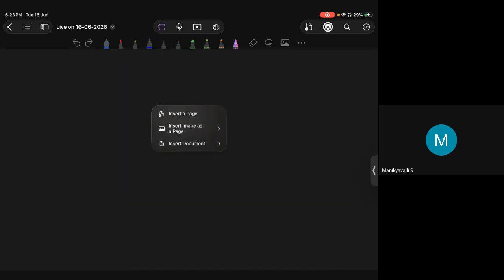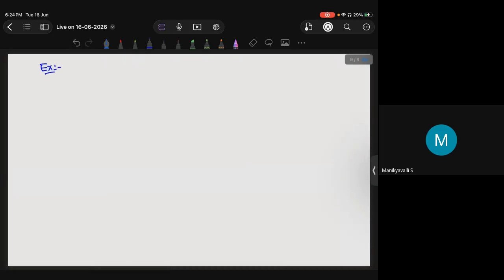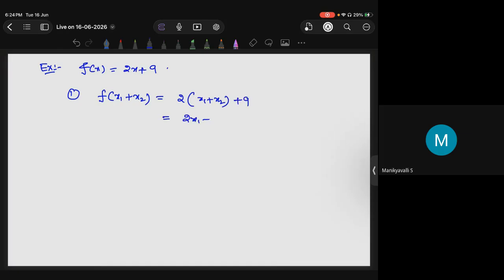So now let us consider this case. f of x equal to 2x plus 9. Now again checking the additivity. So additivity, what we do? Start with f of x1 plus x2. Substitute x1 plus x2 in place of x in this function. So that is 2 multiplied x1 plus x2 plus 9, which is nothing but 2x1 plus 2x2 plus 9.